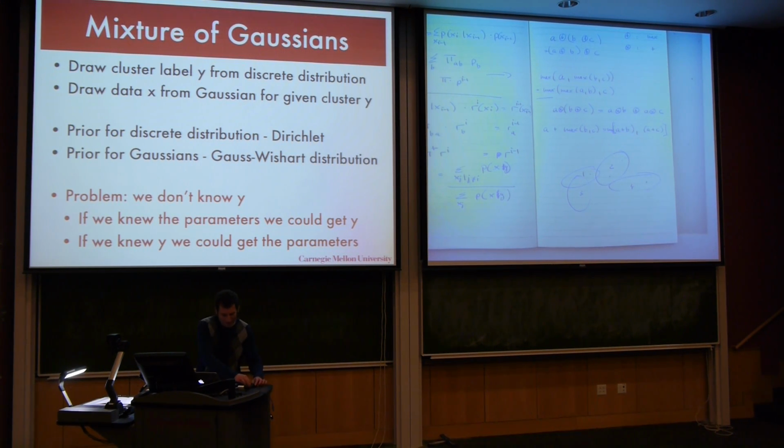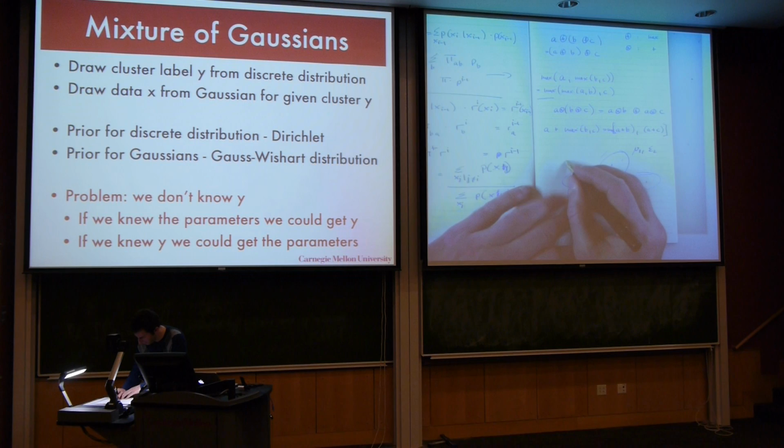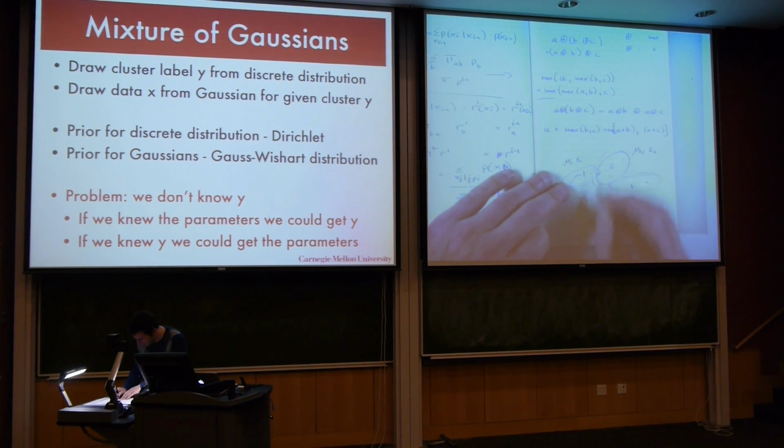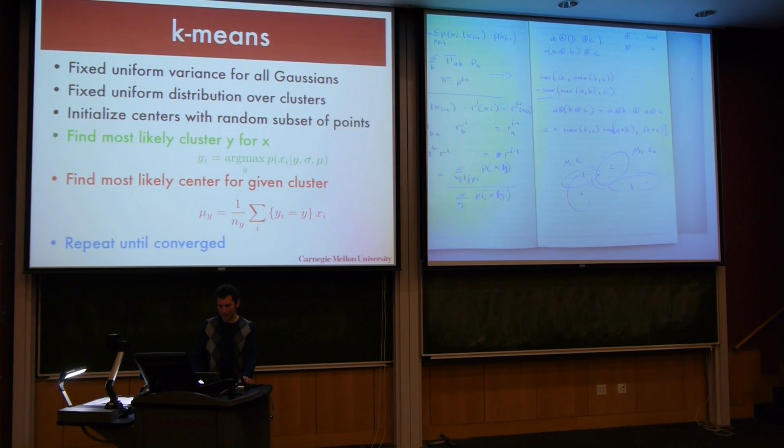So in other words, if I told you that this point here, for instance, was drawn from cluster 2, well, that's easy. Then I just take all the points that go into cluster 2, and I estimate my mean mu2 and my covariance sigma 2. And I do that for here, mu1, sigma 1, and I keep on doing this. And once I have it, I'm done. And this, in a way, is the basic idea for k-means.